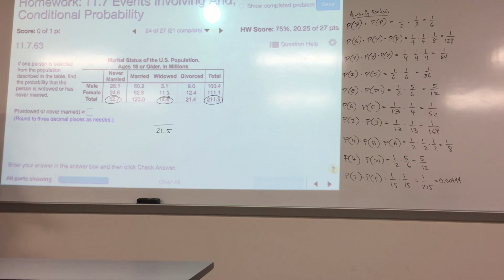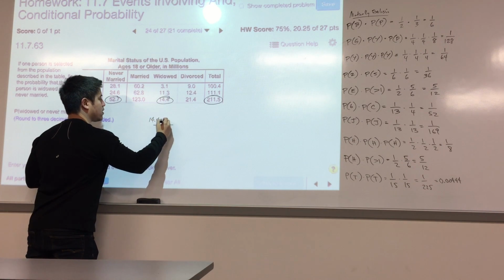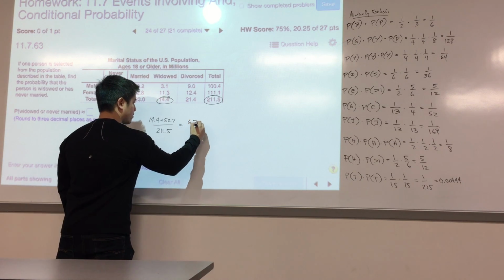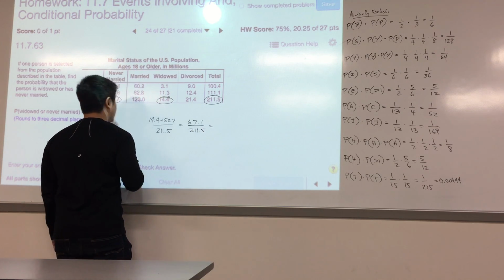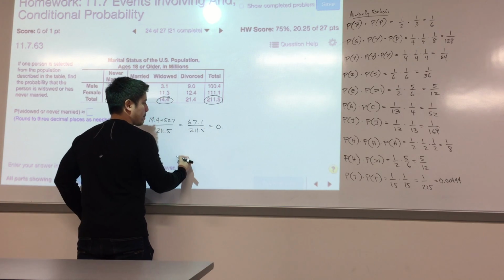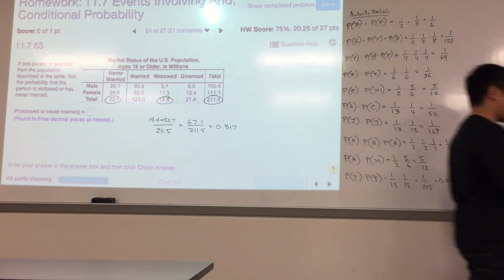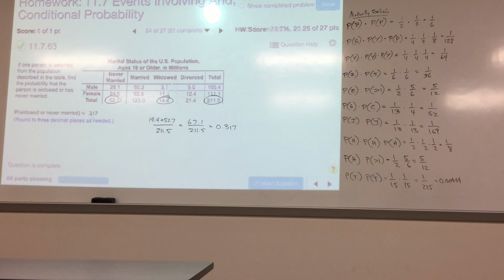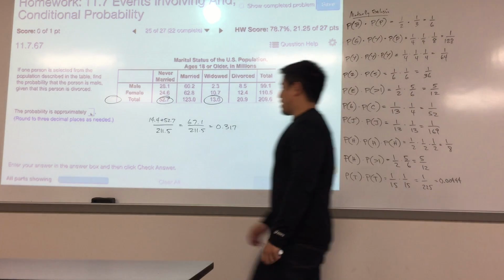We don't count the divorce, right, everybody? So widowed, 14.4. Never married, 52.7. What's the total on the numerator? 67.1. 67.1 out of 211.5. Rounded to 3 decimal places. 0.317. There it is. Let's go check that. All right, love it. Not bad, right? Let's take a look at this next one.